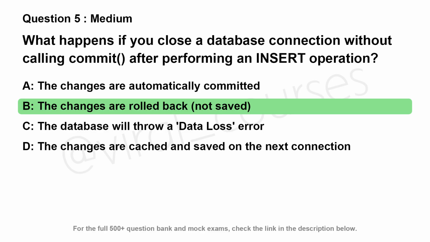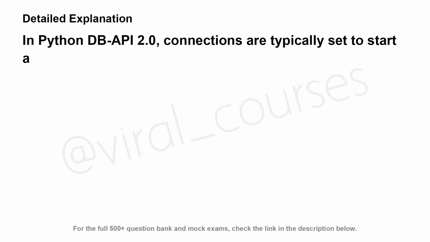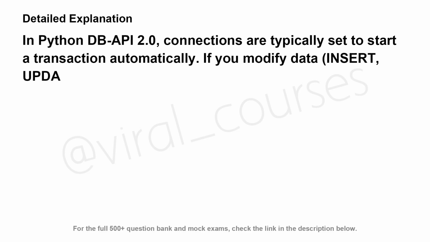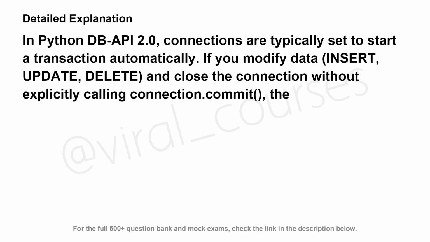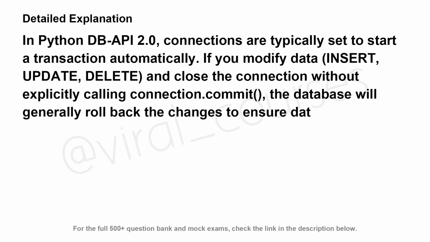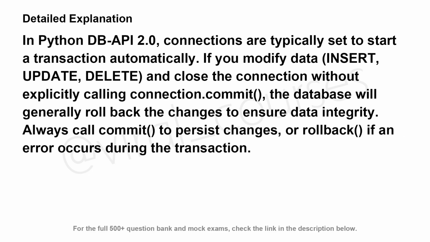The correct answer is B. In Python DB API 2.0, connections are typically set to start a transaction automatically. If you modify data, insert, update, delete, and close the connection without explicitly calling connection.commit, the database will generally roll back the changes to ensure data integrity. Always call commit to persist changes, or rollback if an error occurs during the transaction.